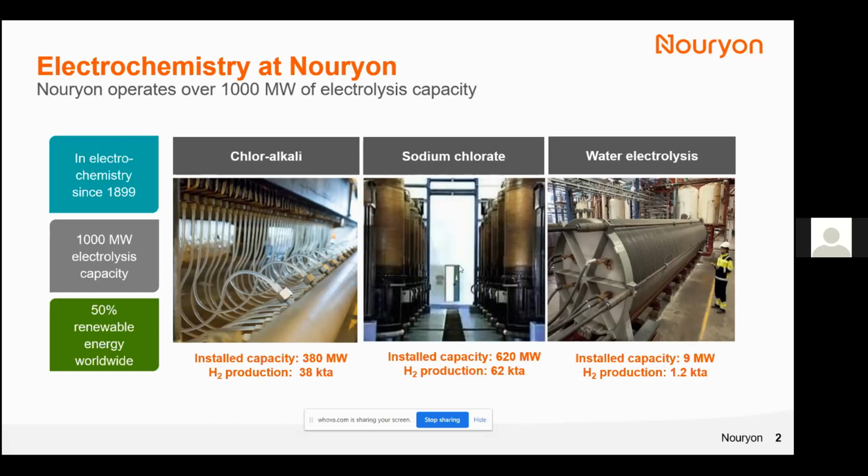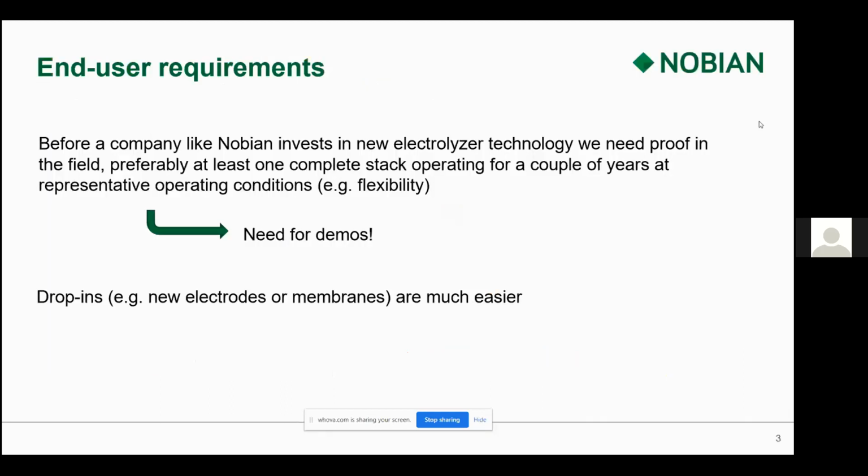I think it's important to note that except for the sodium chlorate, we are not a producer of electrolyzers ourselves. So that means we go to the market, we ask suppliers if they can deliver us a certain type of electrolyzer according to our wishes. And I think that's also where I basically want to start my presentation.